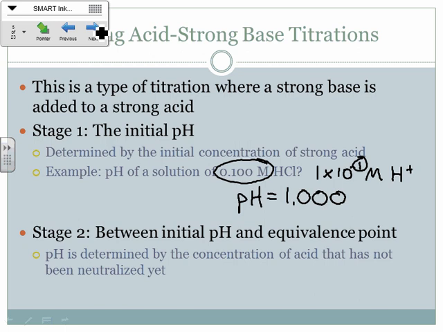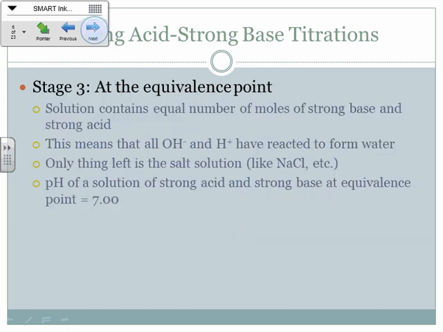Between the initial pH and the equivalence point, the pH is determined by the concentration of acid that hasn't been neutralized yet. Here's where it gets a little bit tricky, okay?